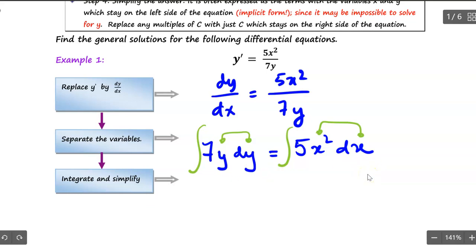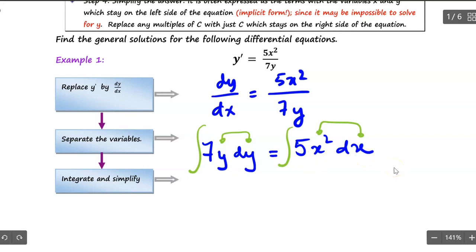So why do you need to separate the variables and have the terms matching with each other here? Because if you integrate 7y, you must have dy. The integral must have the differential factor, and the differential factor dy indicates that you integrate in terms of y. In this case, the same thing: you have the differential factor dx. That means you will have 5x squared as the part of the integrand, and then you integrate this 5x squared in terms of x.